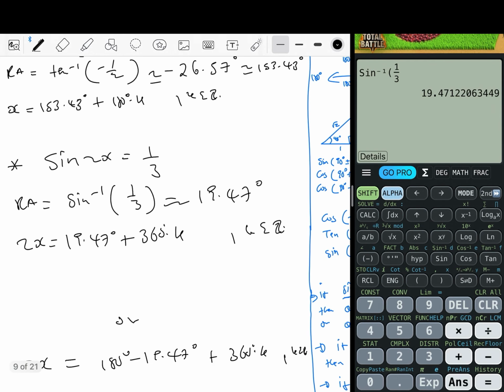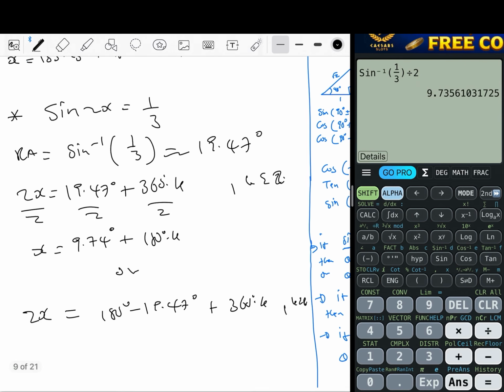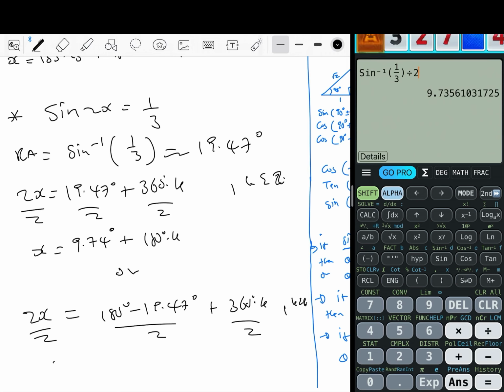Anyways, from here we're solving for x. We're solving for the general solution of x. So what you need to do then is divide by 2 throughout. So if we divide this whole thing by 2, it's going to be 9.74 degrees plus 360 divided by 2, which is 180 degrees times k. So that's your first general equation. And then again, you divide this whole thing by 2 as well.